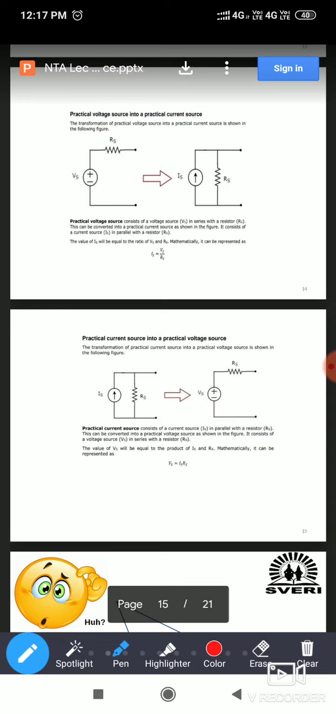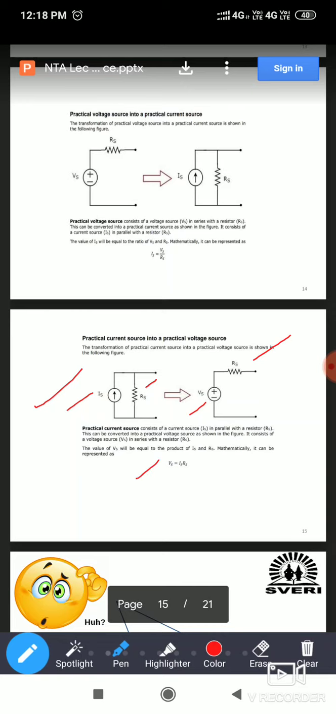Similarly, if you are observing here, a practical current source can be converted into a practical voltage source. If IS and RS values are given in the circuit, you can easily convert it into a voltage source, that is VS in series with RS. तर जे आहे तेच इकडे घ्यायचं, फक्त त्यांचं पोझिशन चेंज करायचं. Here it is connected in parallel with the current source, here you have to connect it in series with VS.